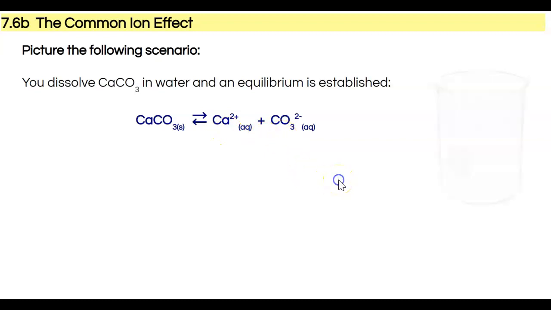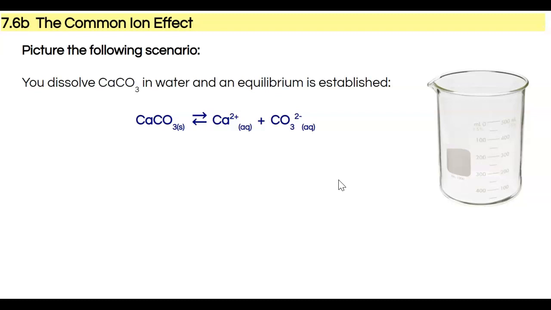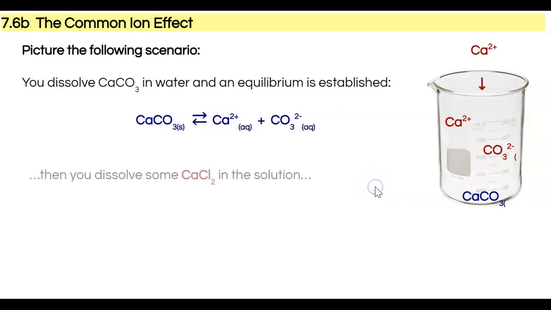So the equilibrium's established. We've got our beaker with our aqueous solution. There's just a tiny amount of calcium ion and carbonate ion present in solution. And we've got that little bit of calcium carbonate precipitate at the bottom, likely. Okay, now what you end up doing is you dissolve a little bit of calcium chloride into the solution.